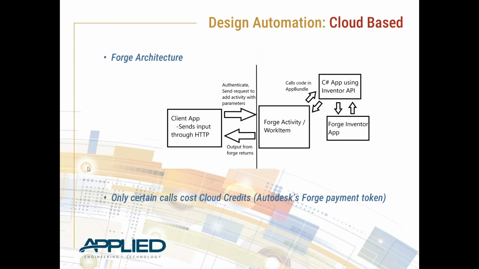And using these calls can cost cloud credits. It kind of depends which one you use, and I think the rate is something like 4 credits per 10 minutes of use of AutoCAD and 6 credits per 10 minutes of Inventor processing time. So it charges you based on how much you're using it. So if something takes just a couple seconds, it's only going to charge you fractions of a cent.